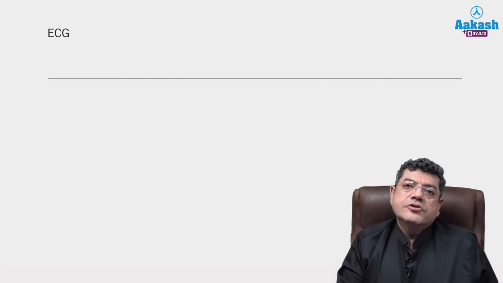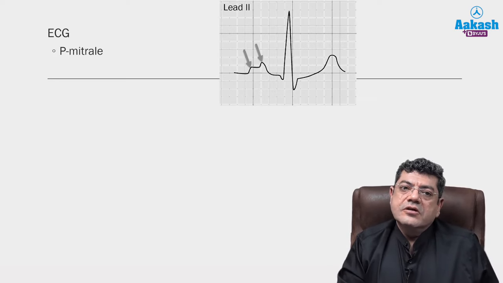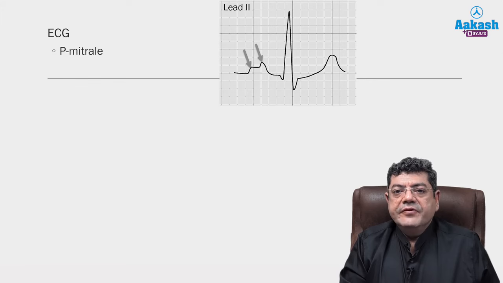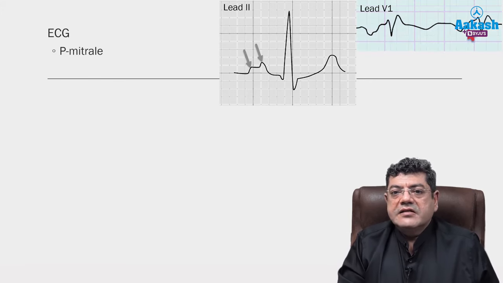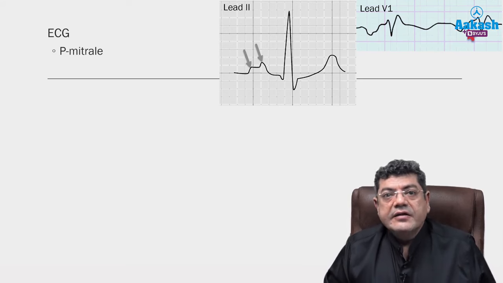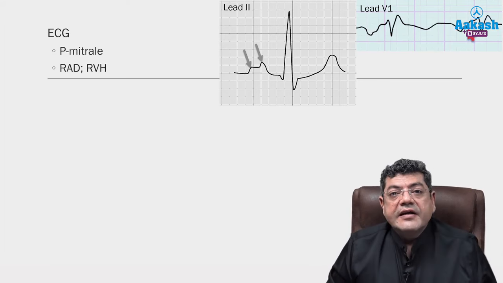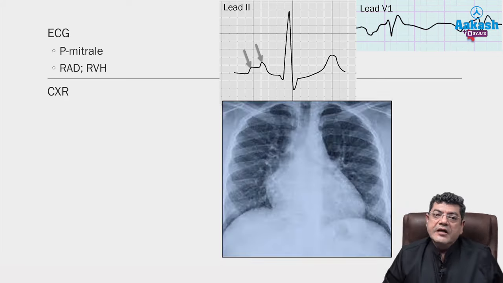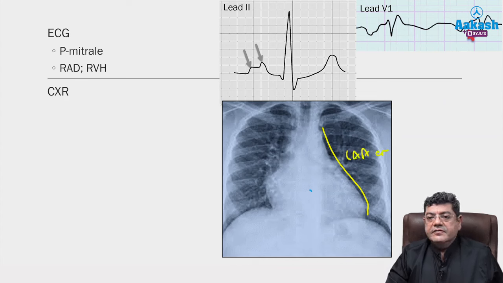The ECG will show evidence of left atrial enlargement. That's called a P mitrale, right? The bifid P wave in leads II and V1, that is a P mitrale. You will later on get evidence of right axis deviation and right ventricular hypertrophy. The chest X-ray shows importantly a straightening of the left heart border. The left heart border straightens out primarily because of enlargement of the left atrial appendage. Besides that, what they get is a double atrial shadow or a double right heart border.